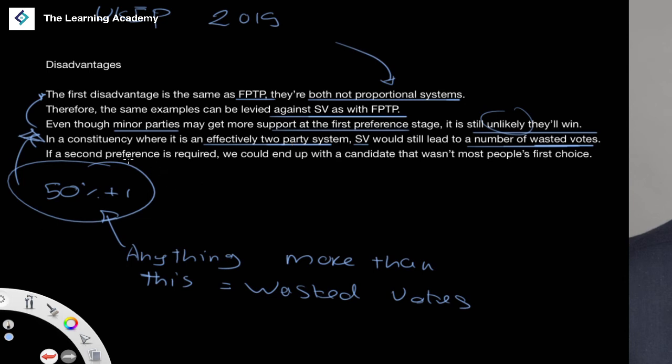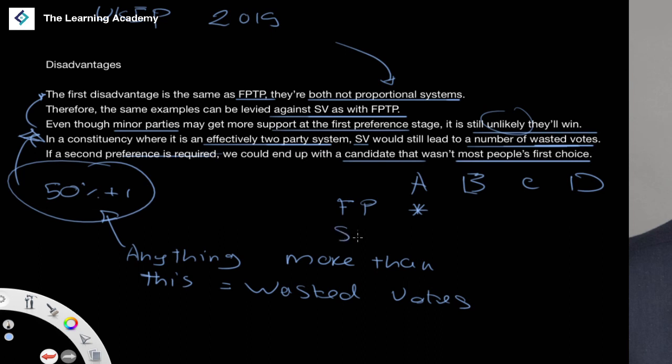Another criticism, the final criticism, is that if a second preference is required, then we could end up with a candidate that most people didn't really want. If nobody gets a majority in the first instance, but somebody has a plurality, let's say we have candidates A, B, C, and D. In the first preference, candidate A is in the lead. They have the plurality of the votes, maybe 10-15% more than all the others.